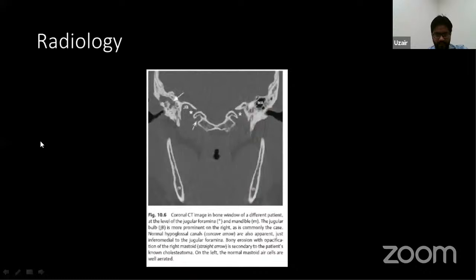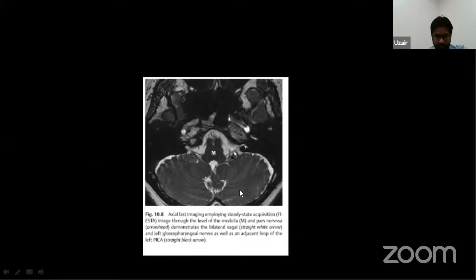So this is the radiology coronal cut. We can appreciate it at the level of the jugular foramina. This is the jugular foramina, and the arrowheads are showing the mastoid antrum, and this will be the region of jugular foramen. So now we can appreciate the FIESTA images at the level of the medulla oblongata, and we can appreciate the bilateral vagus nerve arising from here and going to pass into the jugular foramen.